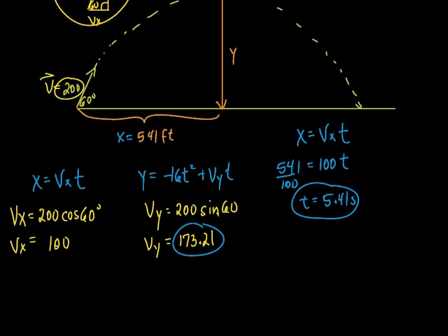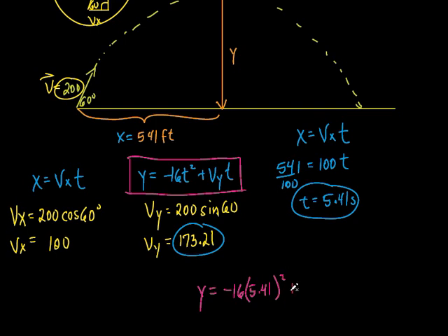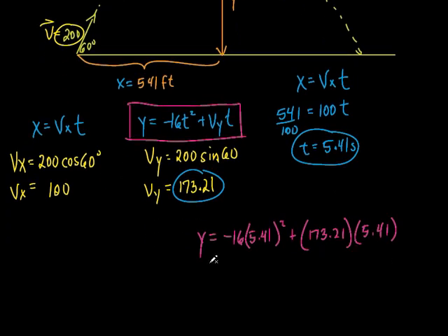Let me scooch this down so I have a little room to work. Okay? So I'm using this formula right here. Why am I using this formula? Because I'm trying to solve for y. You get it? So y is equal to negative 16 times t squared. Well, I just found the t, 5.41, and I square it. Plus Vy. What's Vy? 173.21. See where all this stuff comes in handy? And then times the t again, which is 5.41. I don't square this one, do I? Because it's not in my formula.